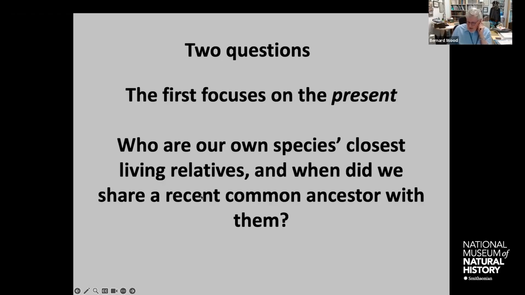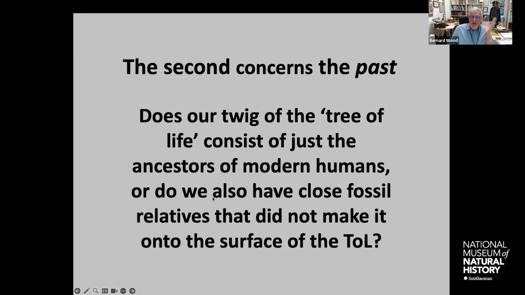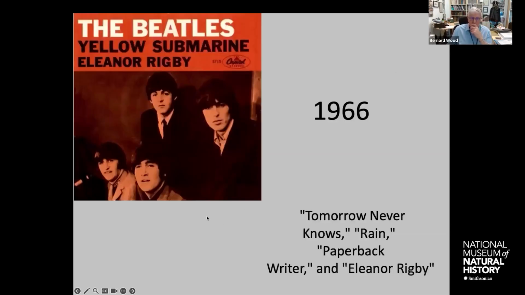Next slide. Text. The second question concerns the past. And the second question, does our twig of the tree of life consist of just the ancestors of modern humans, in other words, our ancestors? Or do we also have close fossil relatives that did not make it onto the surface of the tree of life? So those are the two questions.